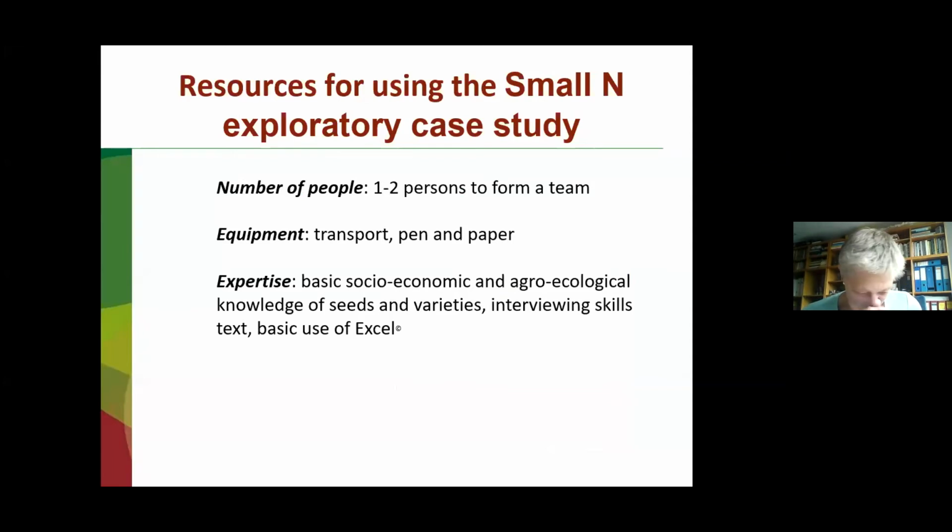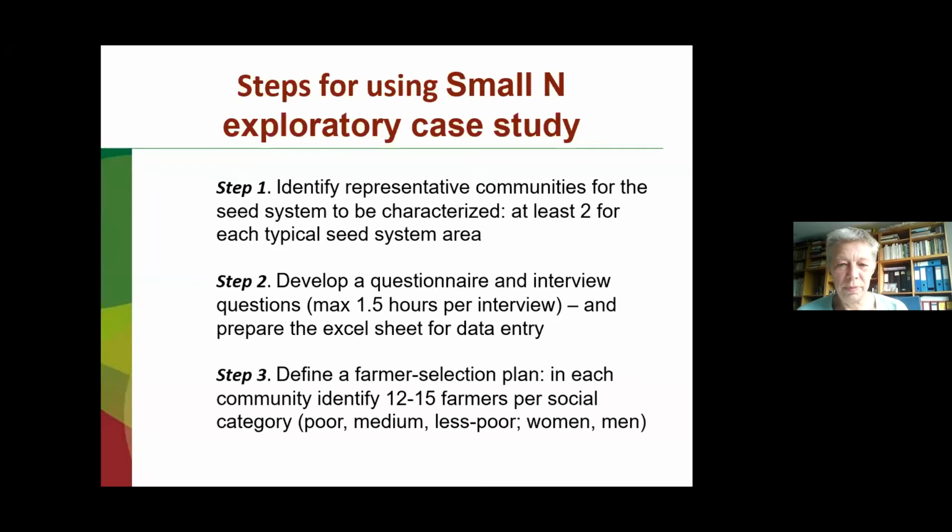For a team, you can start with 2 persons, but they may split up later when they are more familiar with the information that farmers give, and then proceed with doing the interviews individually. Equipment, nothing extraordinary. Transport, pen, paper. Expertise: basic knowledge of the area and the type of farmers and their crops, seeds and varieties. Some interviewing skills, and the use of Excel for data entry is of course a requirement that someone in the team needs to provide.